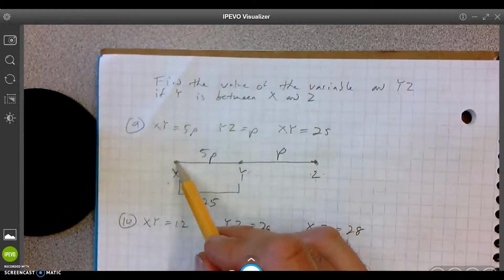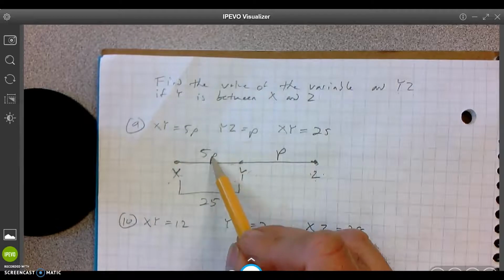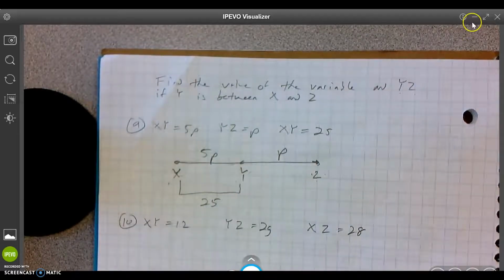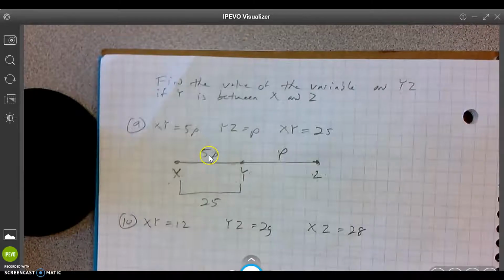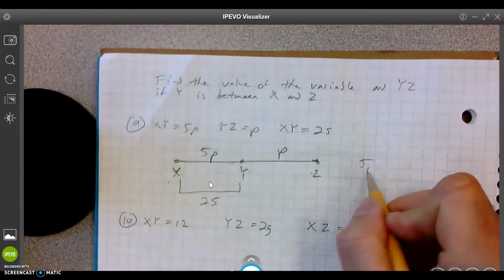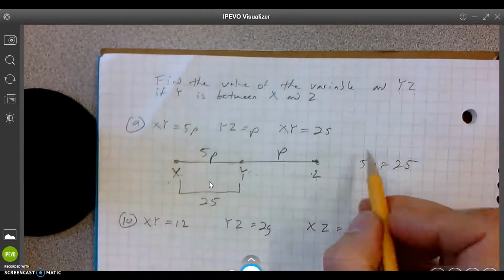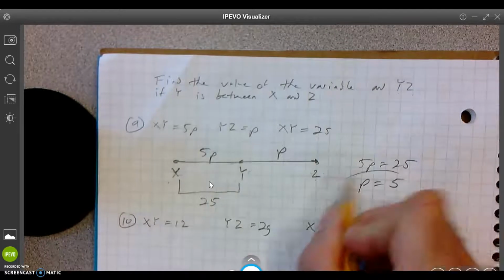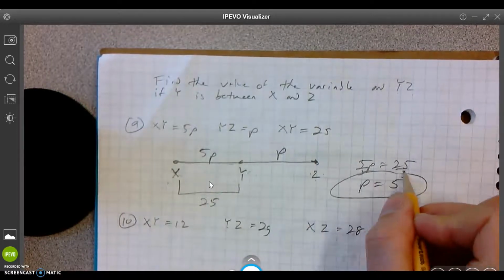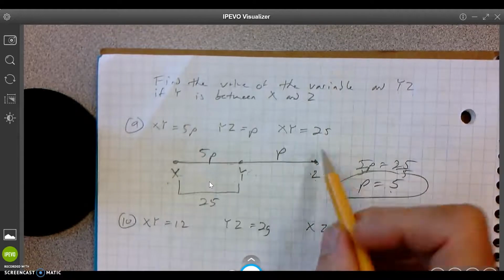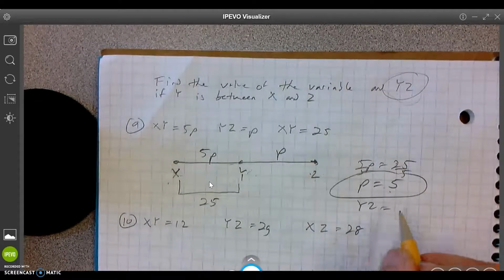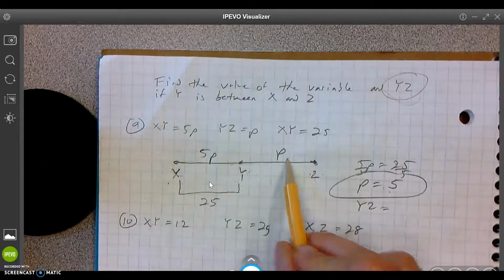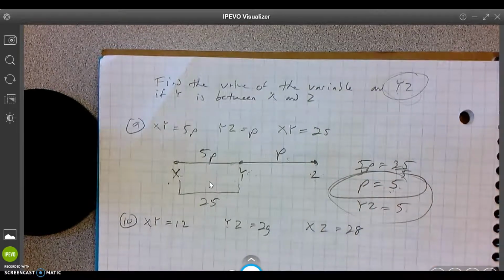Okay. So look, if this is 5p and this is 25, let's double check to make sure I wrote it down right. Yeah, XY has 2 values. Okay, that makes sense. Because 5p is 25, so that's just 5p equals 25, because those are the same, right? 5 times what is 25? p equals 5. If I want to divide by 5, I can do that. 25 divided by 5 is 5. And then I want YZ, because that's what it wants in the instructions. So that's going to be just p, so that's going to be 5 also. Boom, 5, 5. There you go.